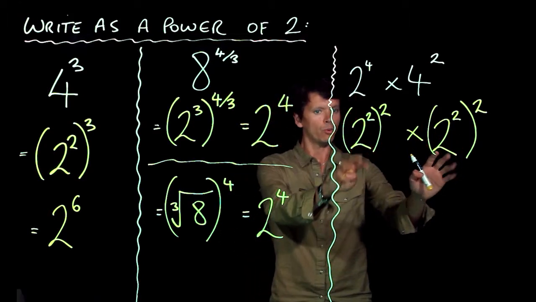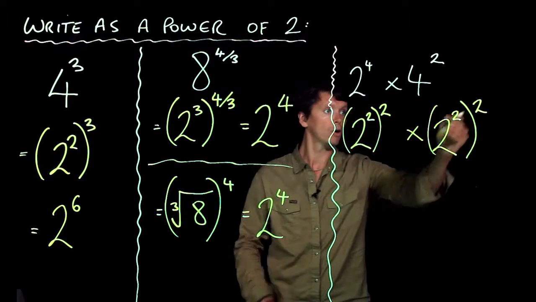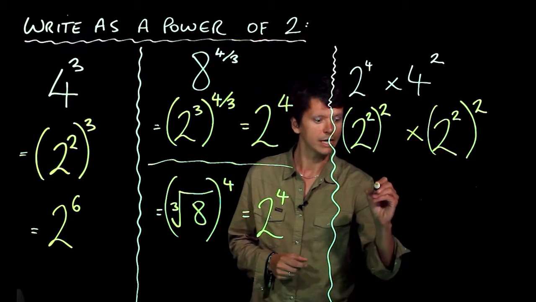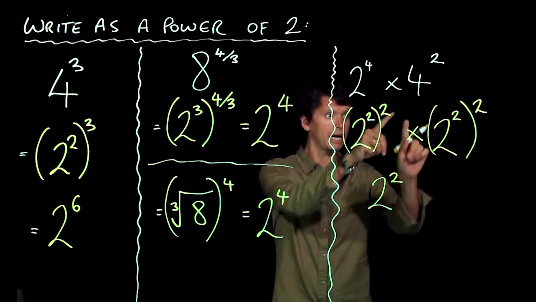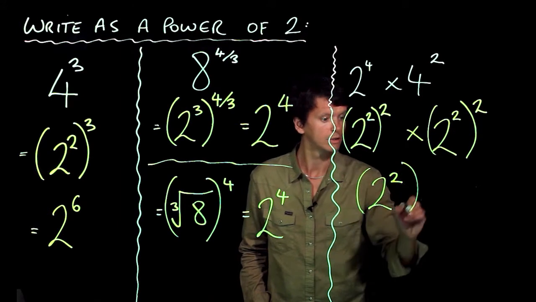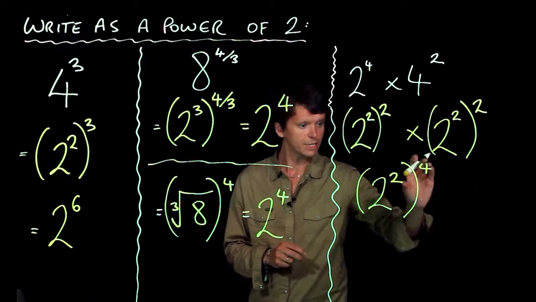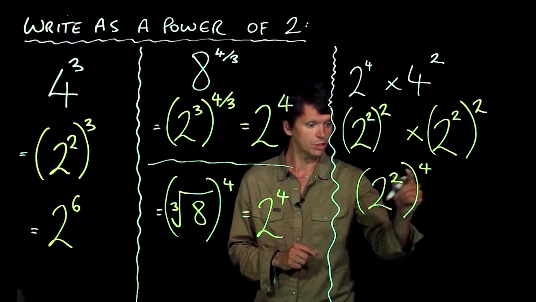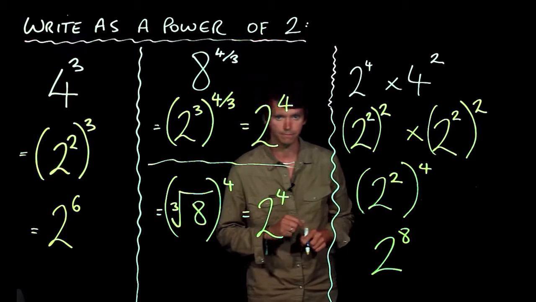Notice what we've now got. We've now got a number, 2 squared, to a power, multiplied by the same number to a power. So we can say that that is 2 squared, effectively that's become our base number now, to the power of 2 plus 2, which is 4. And if we bring in our other rule of indices, raising a power to a power, we know that 2 squared all to the power of 4 is 2 to the 2 times 4, which is 2 to the power of 8.